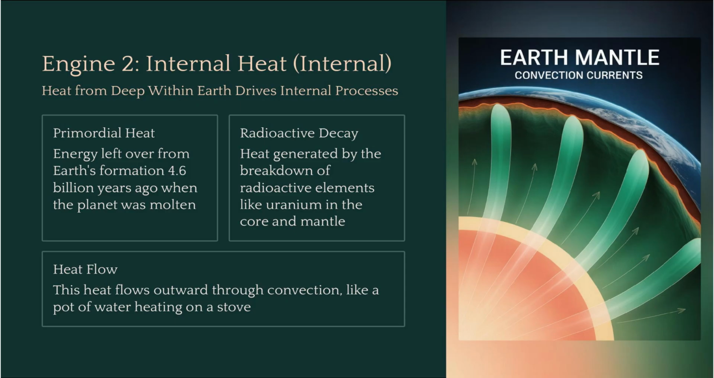A lot of that heat is also still being generated by the radioactive decay of elements like uranium in the core and mantle. This heat has to go somewhere, so it flows outward. It causes the semi-solid mantle to churn very slowly, like a thick soup simmering on a stove. This slow, powerful motion is the gas for all of Earth's internal processes.